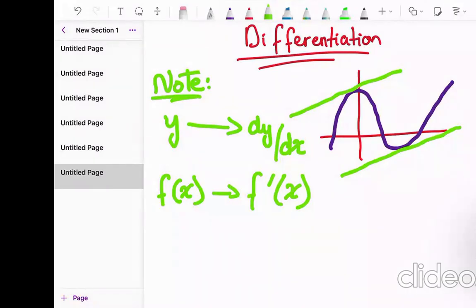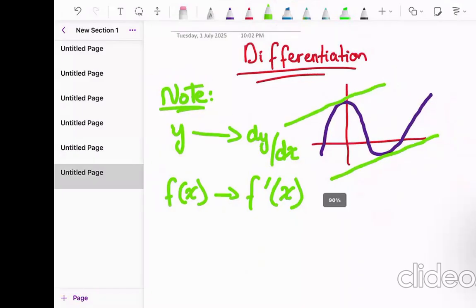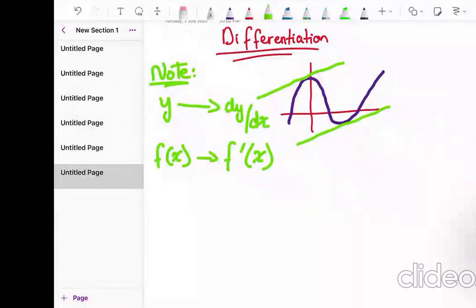I hope there is no confusion in differentiation. If you have any question, you can ask me. You have just gone through the basic concept of differentiation. If anyone has any question, you can ask me. Now we are moving towards what we need to find out. Sir, could you repeat? Okay, I will repeat.